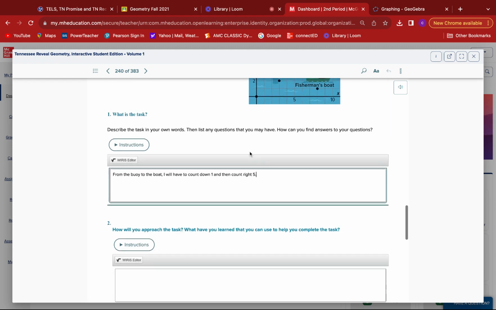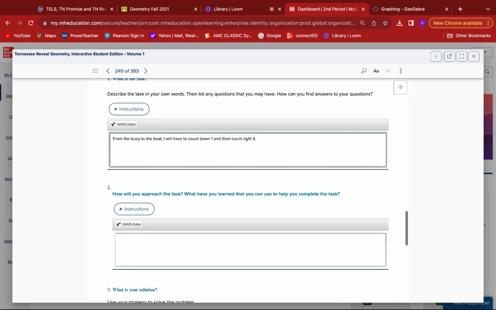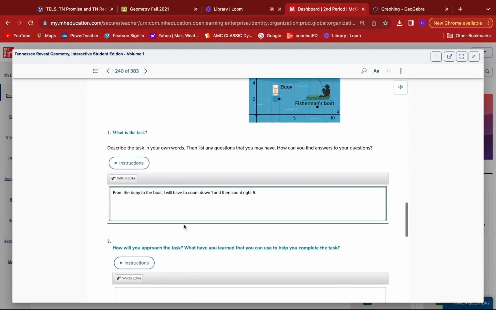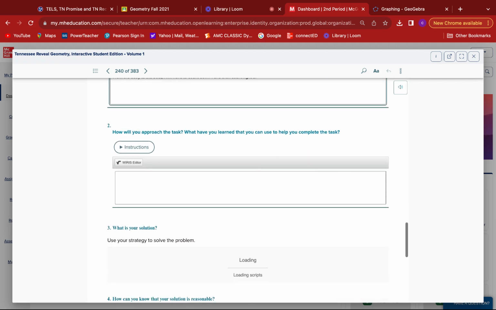Okay. So how you approach this task, you learn. The easy breezy version is to count down and over. It's a lot like slope. All right, so let's see. Approach this task, I'm just going to count. I won't make it any more difficult than what it is. So count down 1, right 5.